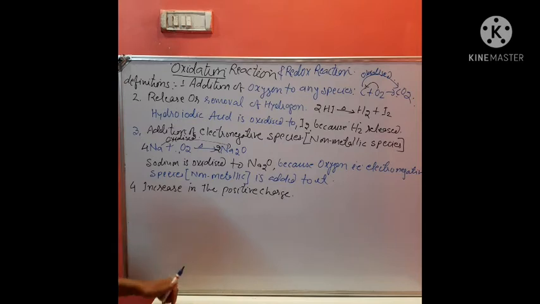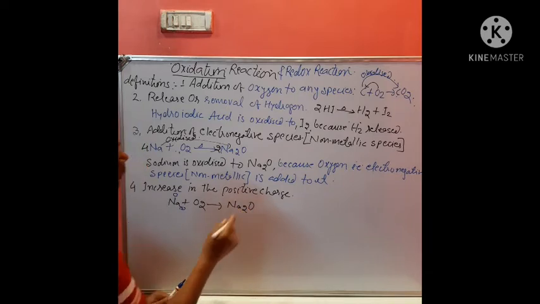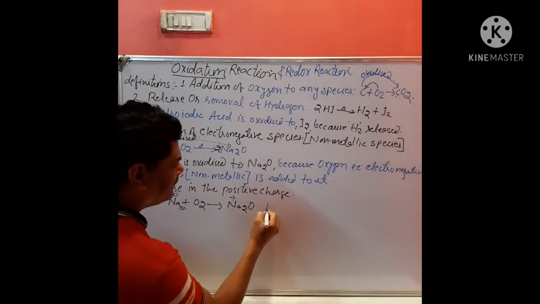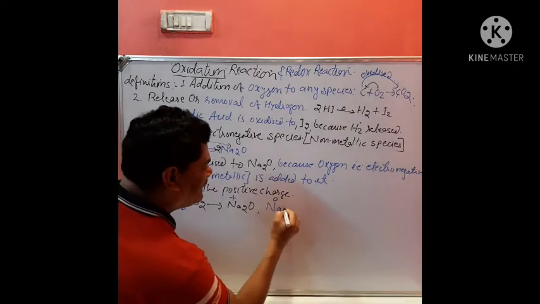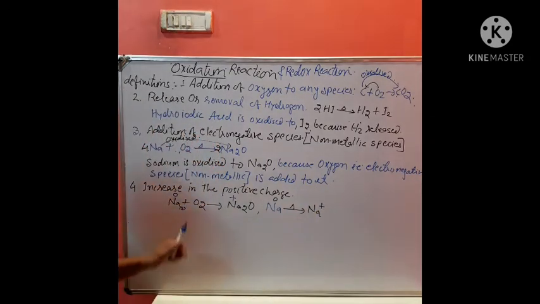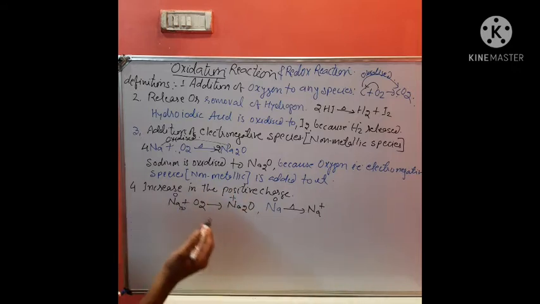So here we can express it like this: when sodium reacts with oxygen, the charge on sodium, being a solid, is 0. But when it converts into Na2O, its positive charge becomes 1. That means Na, earlier having charge 0, on heating is converted into Na plus. The formation of positive charge or increase in the positive charge is known as oxidation.